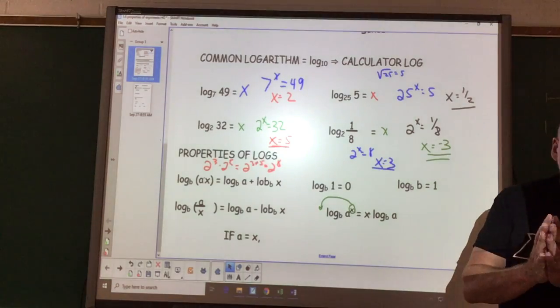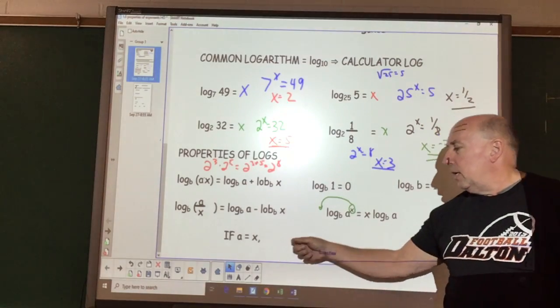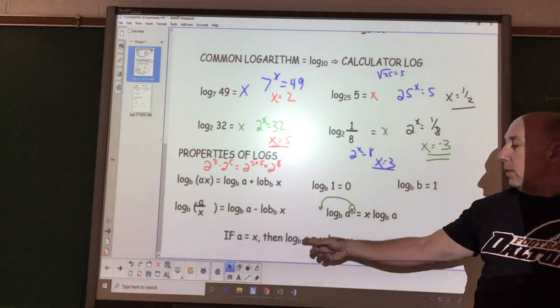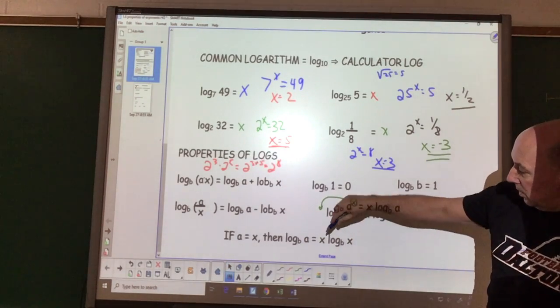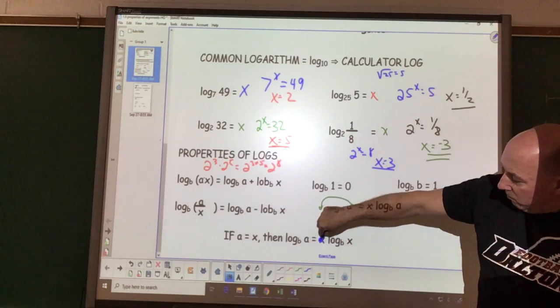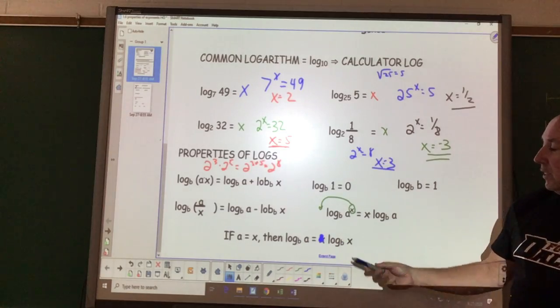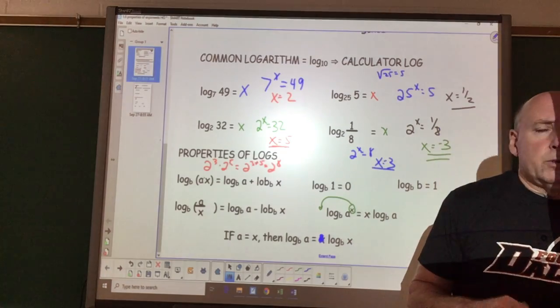And logarithms are also an equality property. If I have two things that are equal, then their logarithms, no matter what their base is, will be equal. Whoops, scribble that out of there. So if I have log base b of a, that will equal log base b of x. So if two things are equal, then their logarithms will be equal.